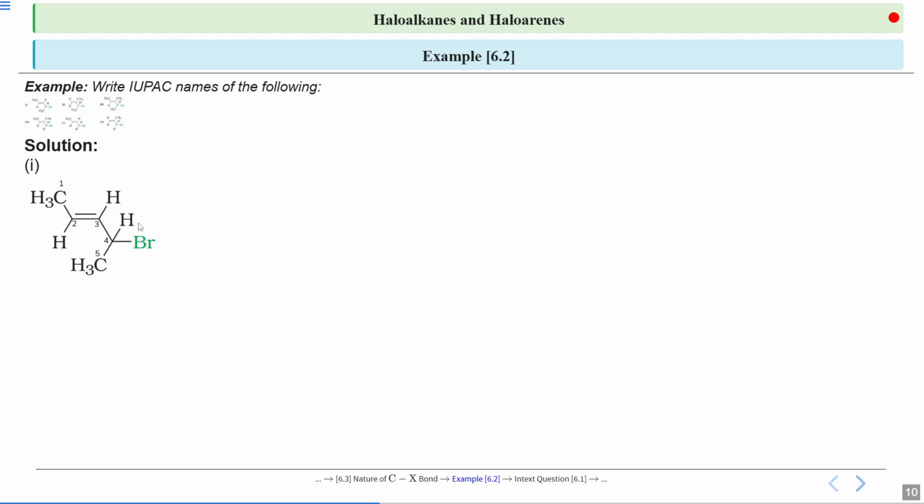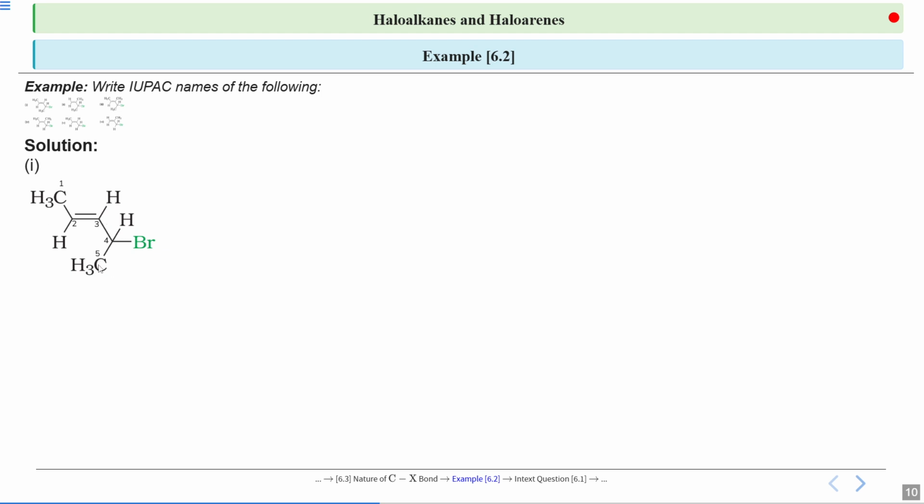Okay, so according to these rules, we have to select first of all the longest possible chain in which the maximum number of carbons will be there. So if you see, this double bond carbon, this double bond carbon, then this single bond carbon, and then this carbon.